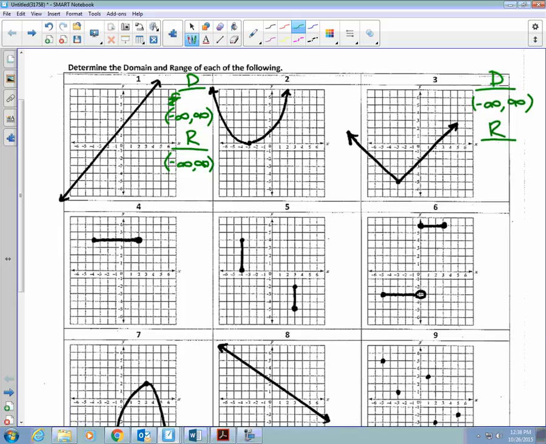The range, on the other hand, what is the very first value that you get out? -5. Is that -5 included? Yes, the graph goes all the way down to -5. And then from there, it goes up to infinity.